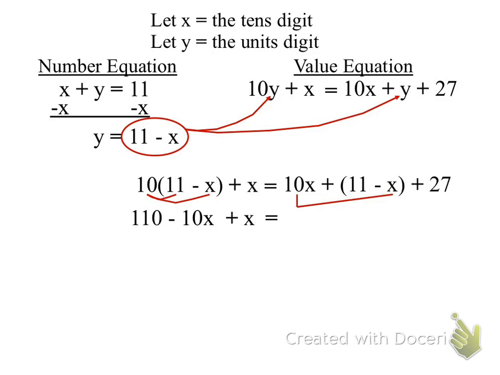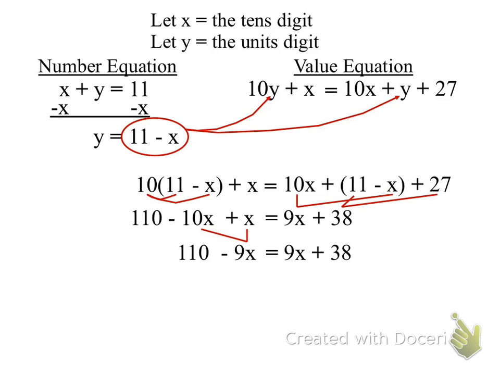You could combine your like terms on the right side. 10x minus x makes how many x's? 9x. 9x plus 27 and positive 11 is 38. I'm combining the 11 and the 27. Next is negative 10x plus x makes negative 9x. 110 minus 9x.